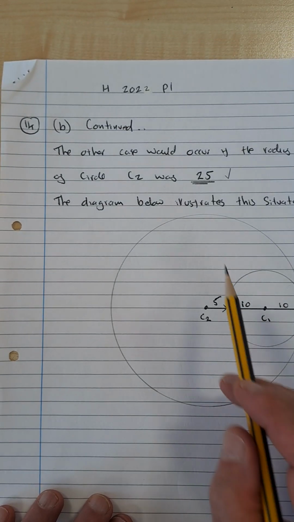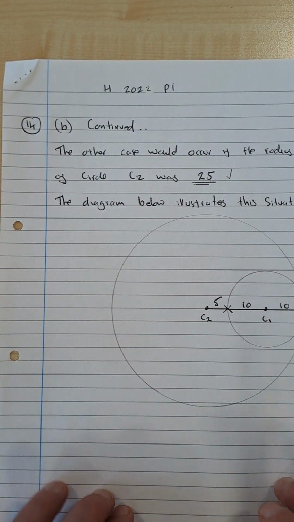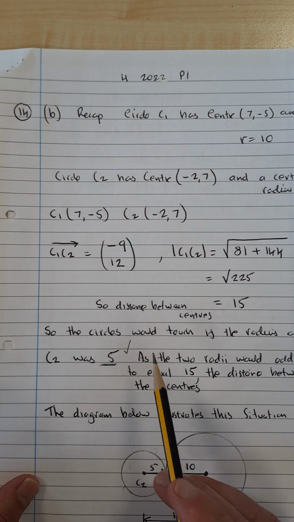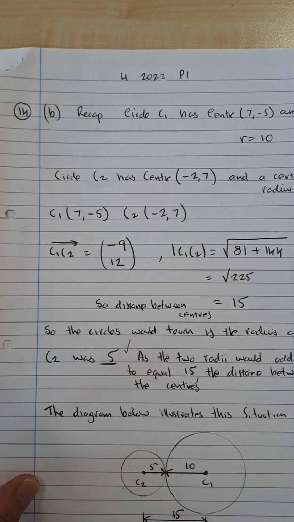So the answer is the radius is 25, and the other one that I got a wee minute ago would be if the radius was 5. There we have it.